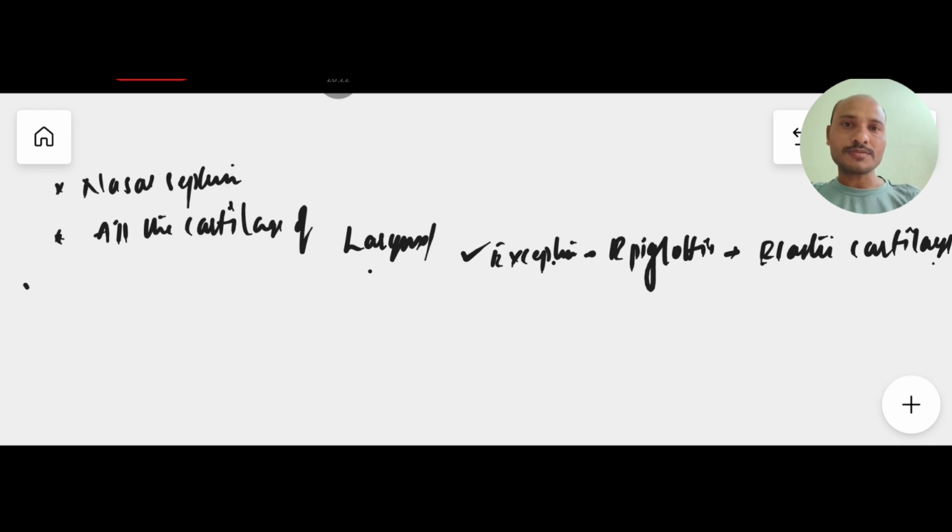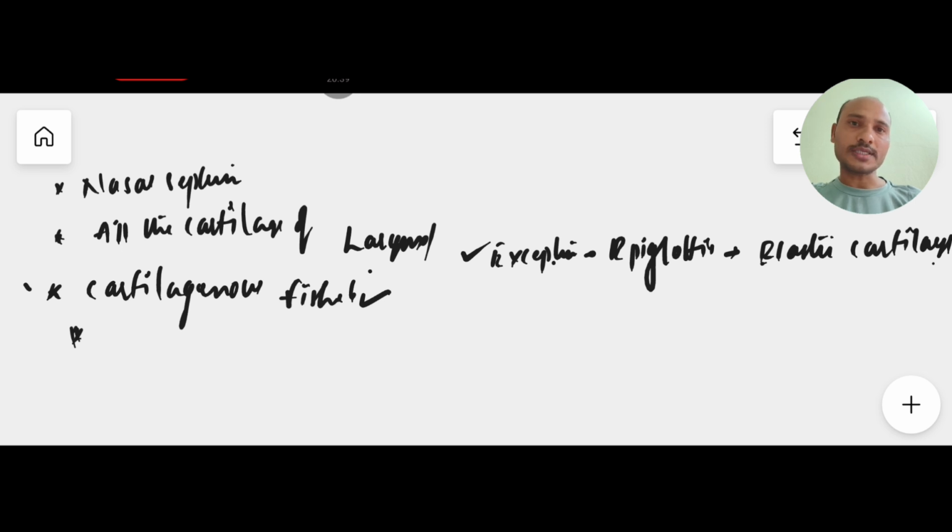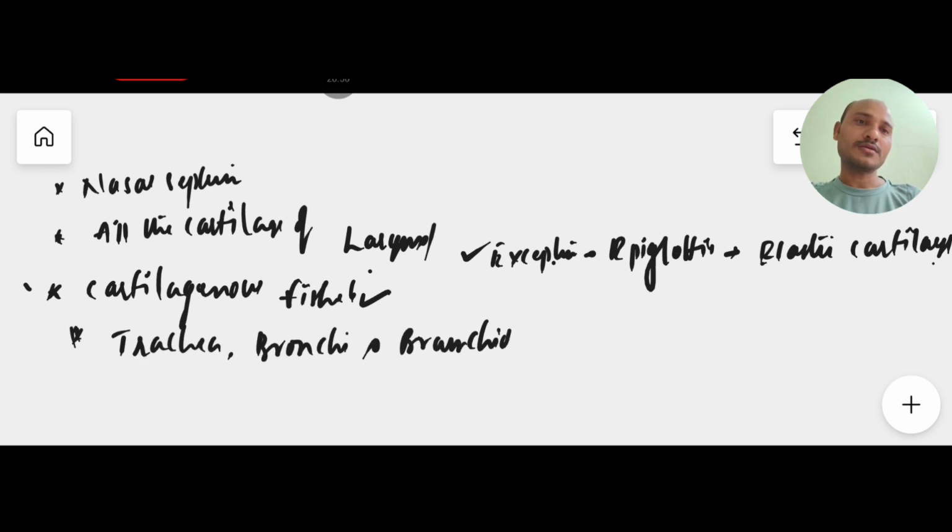And most of the cartilaginous parts are made up of hyaline cartilage. Also, this cartilage is present in the respiratory tube, like the trachea, bronchi and bronchioles. Here, this is the trachea. At the apex of the trachea we have the larynx, also called the sound box or voice box.